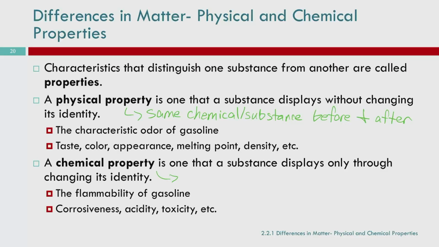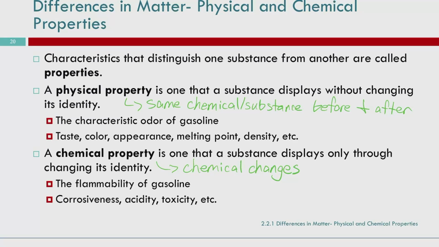Chemical properties, on the other hand, are only observed through change. So when you burn your gasoline, hopefully in a car engine and not just out in a field, you can't just route the exhaust in your car back into your gas tank to burn it again, right? Because it's not gasoline anymore. It's turned into carbon dioxide and water and some other stuff that hopefully your car engine or your carburetor or whatever cleans out. But it's changed into other stuff. After burning, it's no longer gasoline. Other things like corrosiveness, acidity, toxicity, those also oftentimes are only displayed through changing identity.